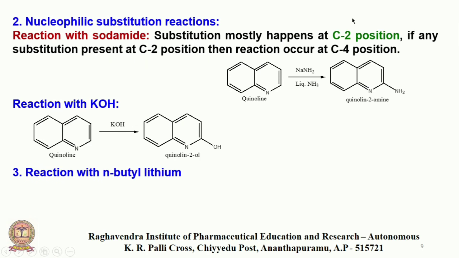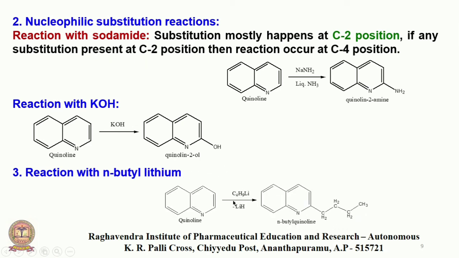Next is the reaction with n-butyl lithium. The lithium reacts with the hydrogen at the second position, which is removed as lithium hydride, and it gives 2-butylquinoline. So the butyl group is attached at the second position.